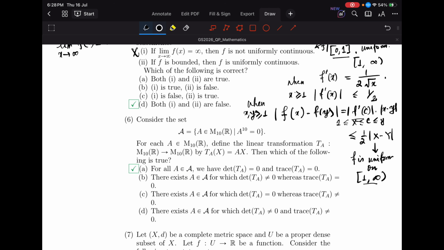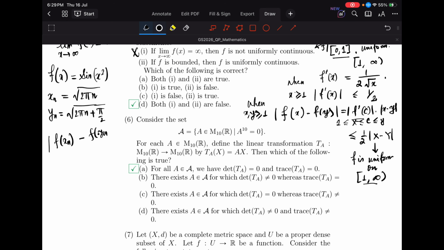So let us check if it is bounded. I think this is also not true, because let us define the function f of x equal to sine x squared. Okay, and choose xn to be root 2 pi n and yn to be root of 2 pi n plus pi by 2. Then what are the values of f of xn minus f of yn? So f of xn minus f of yn is just sine 2 pi n minus sine of 2 pi n plus pi by 2.